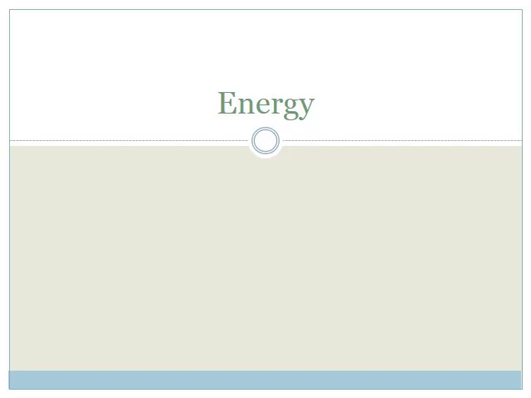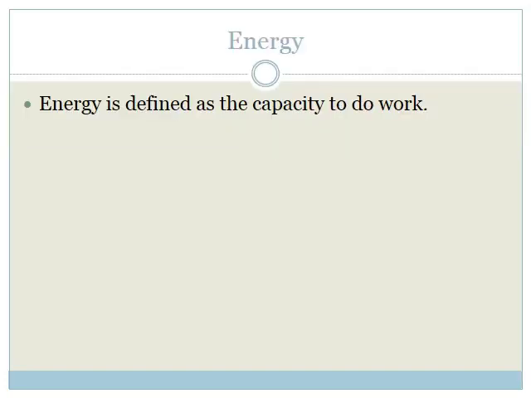In the last lesson, we learned about work, and in this lesson, we're going to learn about energy and how it relates to the concept of work. So energy is defined as the capacity to do work. In other words, the ability to do work.